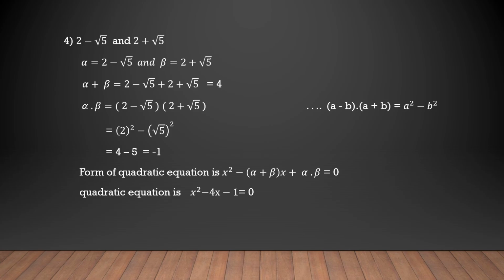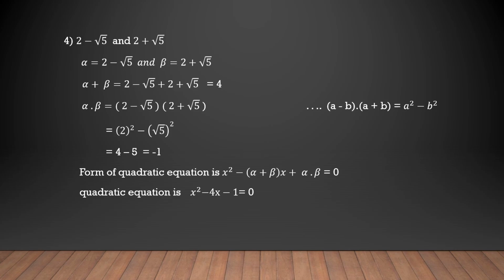So this is in the form of (a minus b) into (a plus b). See this formula, (a minus b) into (a plus b) is equal to a square minus b square. So we write this in the form of 2 square minus root 5 square. (2 minus root 5) into (2 plus root 5) is equal to 2 square minus root 5 square. 2 square is 4 and root 5 square is 5. After solving, 4 minus 5 is equal to minus 1.